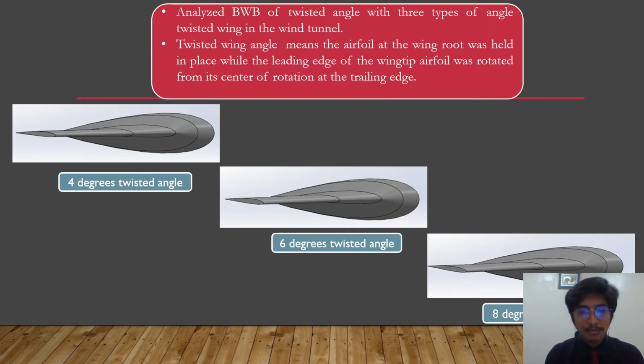From below here, you can see there are three types of model which have different twisted angles. The 4 degrees one does not show much twist. If you look at the 6 degrees and 8 degrees, they are slightly different, where the wingtips of the aircraft have a slight angle.